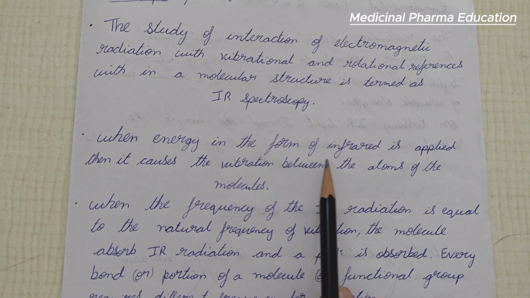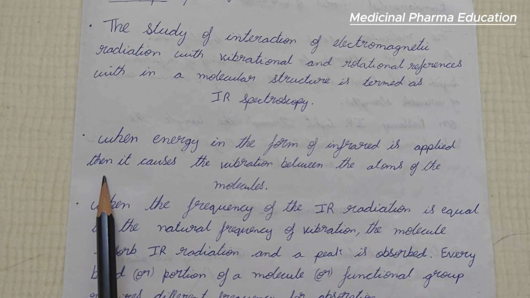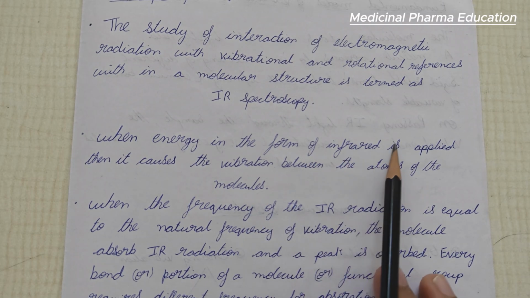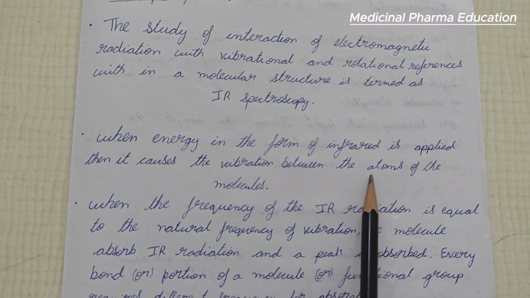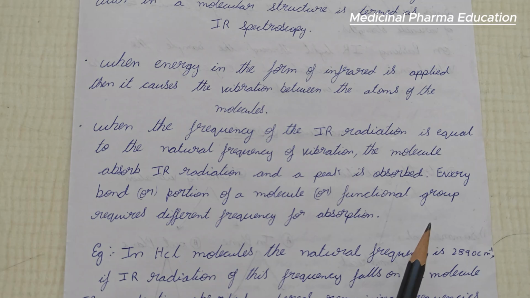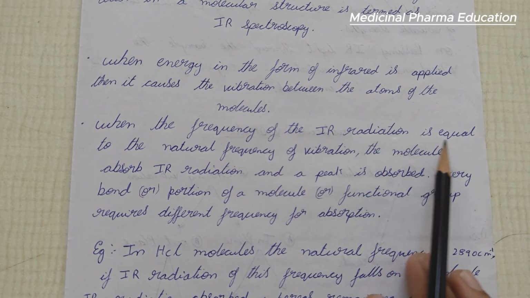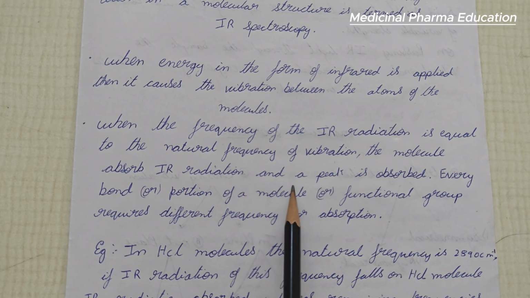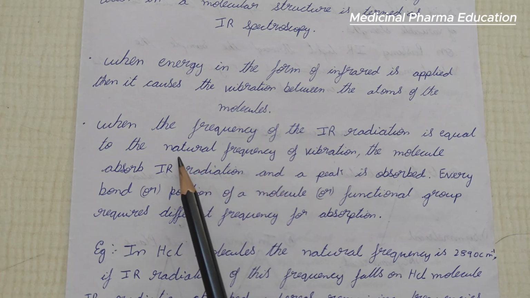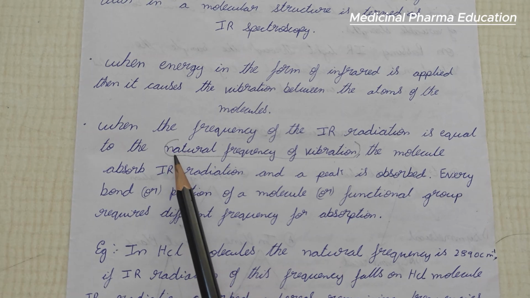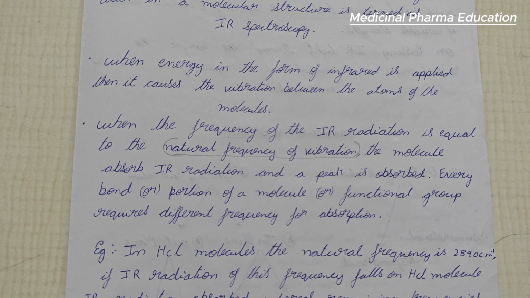When energy in the form of infrared is applied, it causes vibrations between the atoms of the molecule. As I said, when the IR radiation falls on the atoms of the molecule, they undergo vibrations. When the frequency of IR radiation equals the natural frequency of vibration, the molecule absorbs IR radiation and a peak is observed. Natural frequency means every molecule, every ion or every functional group has a frequency where the IR radiation is absorbed. The remaining IR radiation is transmitted.